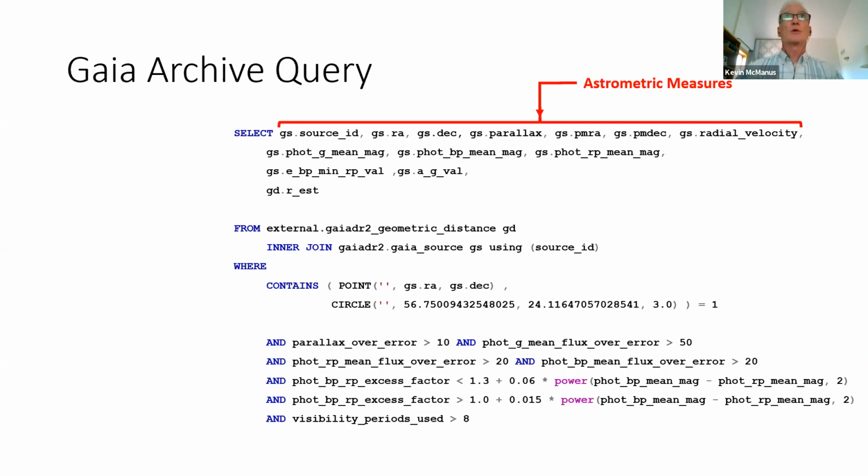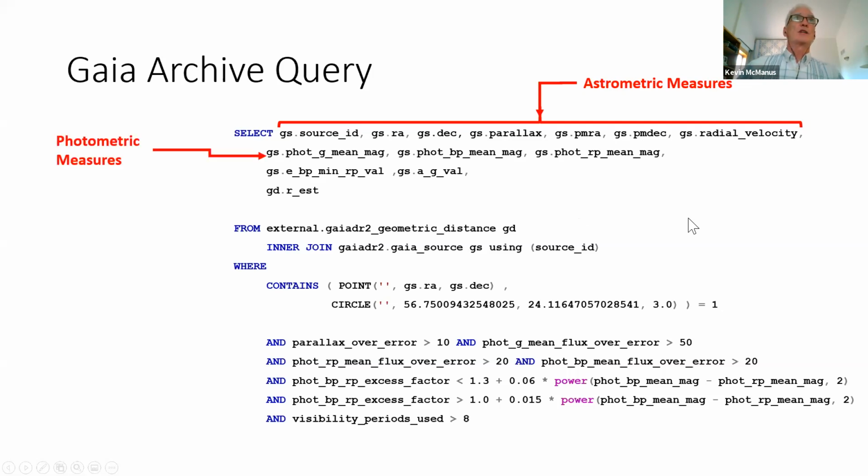So in this case, we're going to get a bunch of astrometric measurements, which, as I said earlier, are the position and motion of the star. So we're going to get its right ascension, its declination, its parallax, proper motion in right ascension, proper motion in declination, and its radial velocity.